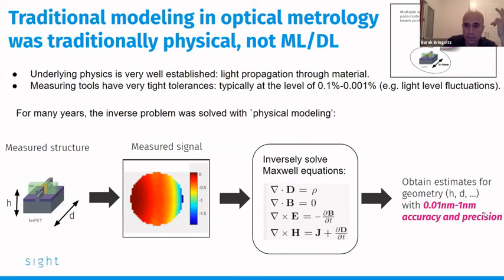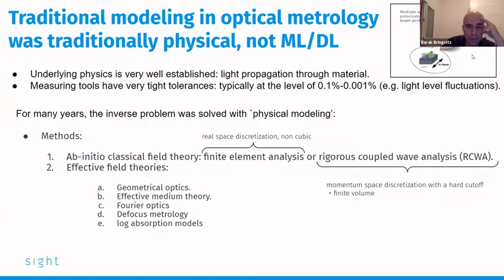Now, because this is a Lattice audience, I wanted to make contact with things around. So, the methods of solving Maxwell equations are essentially ab initio classical field theory. So either you discretize Maxwell equations in real space, however, not on a cubic lattice, it's not enough. So you do some finite element analysis, or, and this is predominantly the main method that people use in real time, it's called the rigorous coupled wave analysis, or RCWA, which is nothing but defining Maxwell equations in momentum space, putting a hard UV cutoff, and solving them in finite form. And this is what essentially people use. There are other methods that you can think about as effective field theories, like geometric optics, effective medium theory, and so on. But RCWA is the main one.